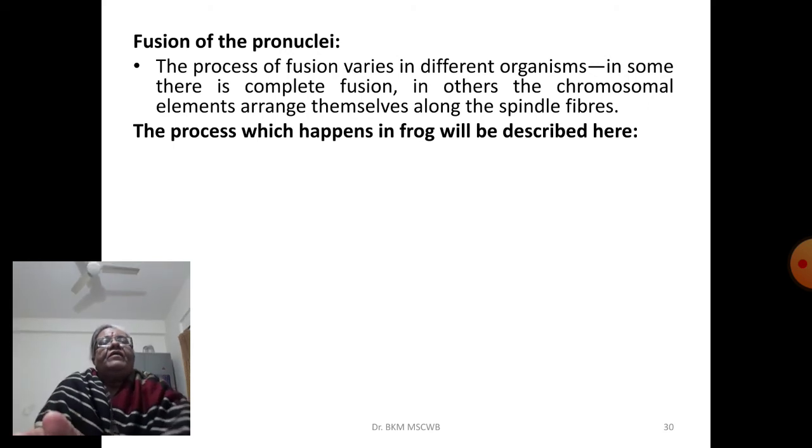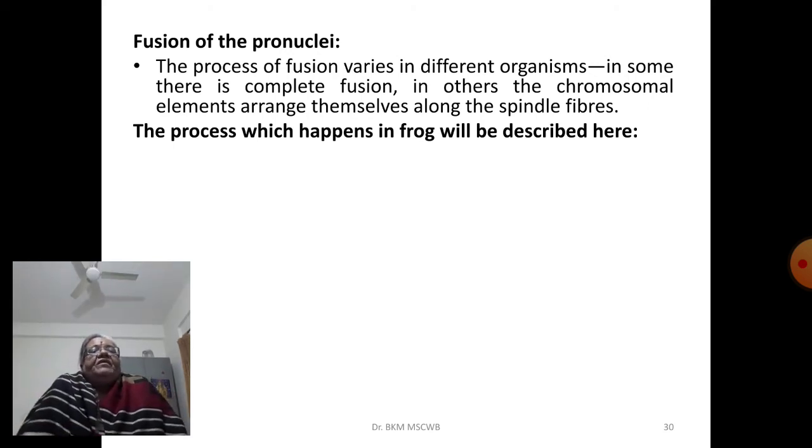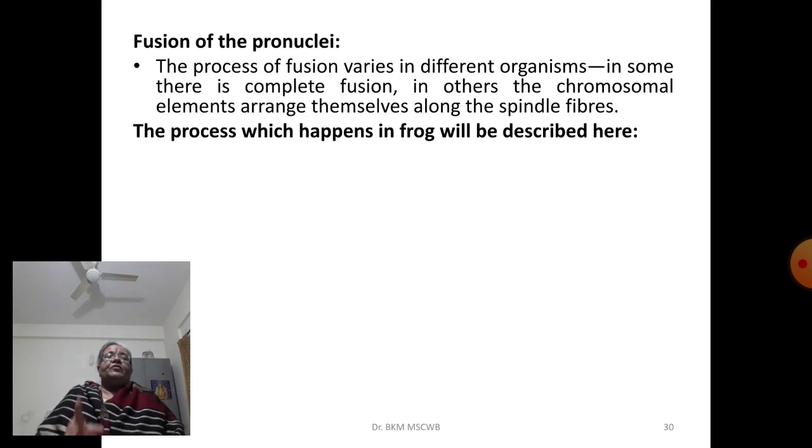Now the process of fusion varies in different organisms. In some there is complete fusion. In others, the chromosomal elements arrange themselves along the spindle fibers. So one concept, there is complete fusion. In still others, the chromosomal elements simply arrange themselves along the spindle fibers. Formation of spindle fibers is a very important concept during cell division, right? So the process in amphibians, as exemplified by the frog, is described here.